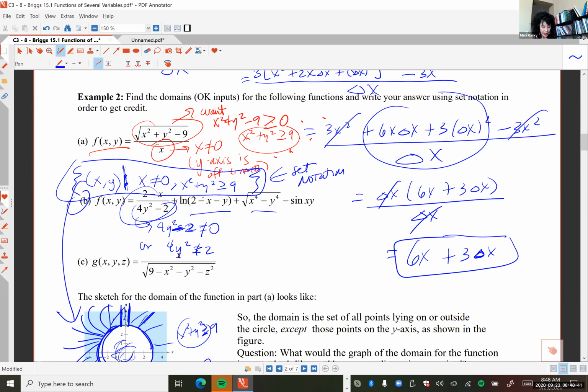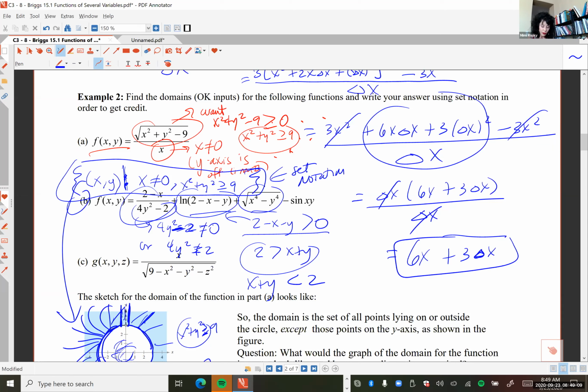Either way is fine. And then the logarithm, ooh, you care about logarithms because you don't want to take ln of 0, that's undefined. And you certainly don't want to take ln of a negative number. That ends up in the complex number world. So you want the argument to be strictly greater than 0. And you could leave it like that, or if you want to get cute, you can add the x and y terms to both sides of the inequality, and you're basically saying that x plus y has to be less than 2. Fine.